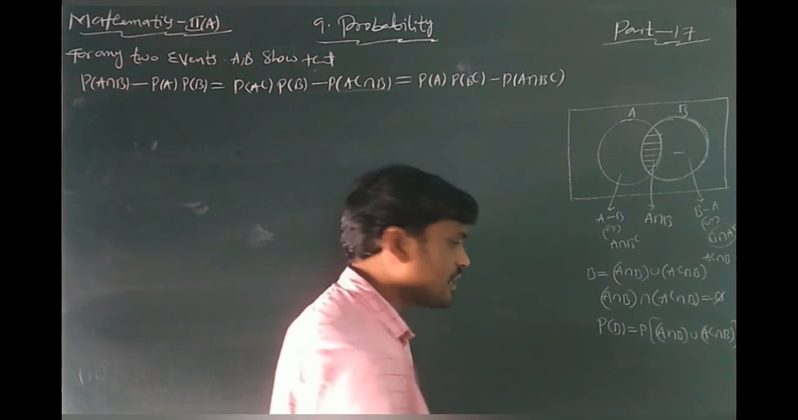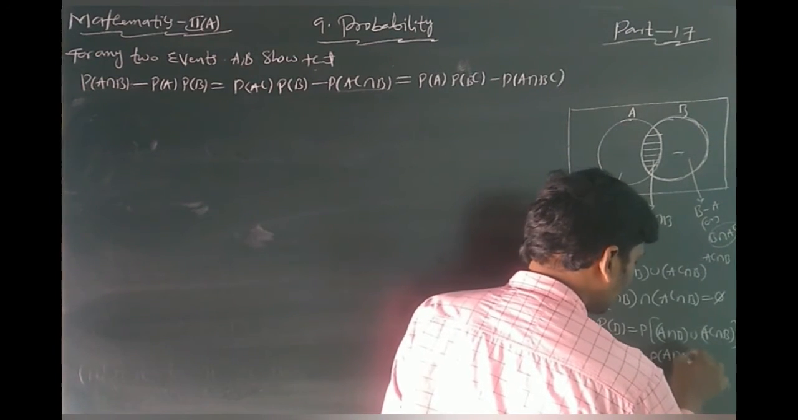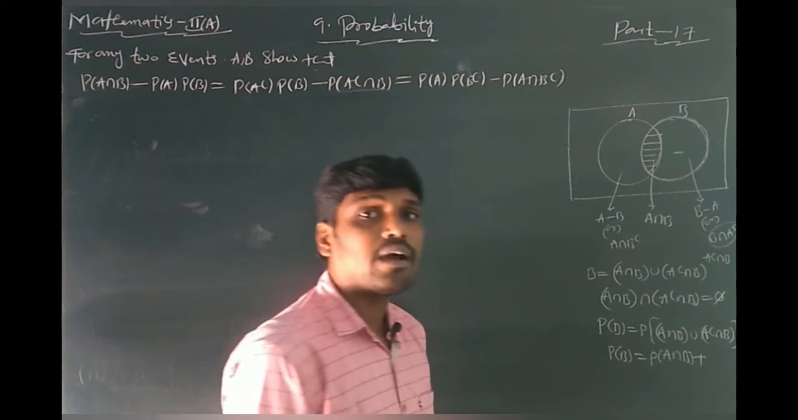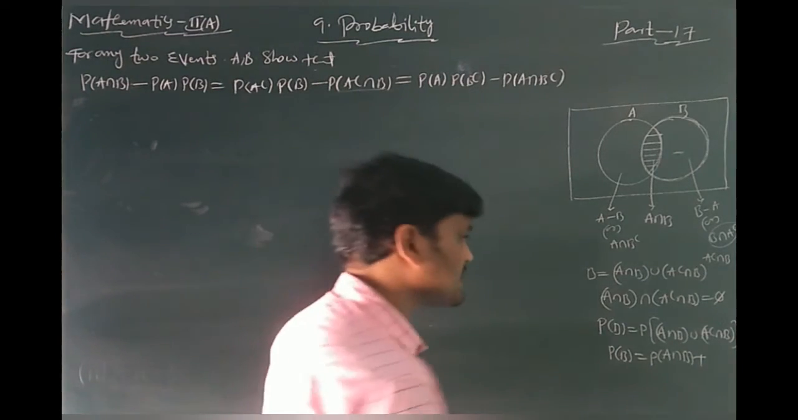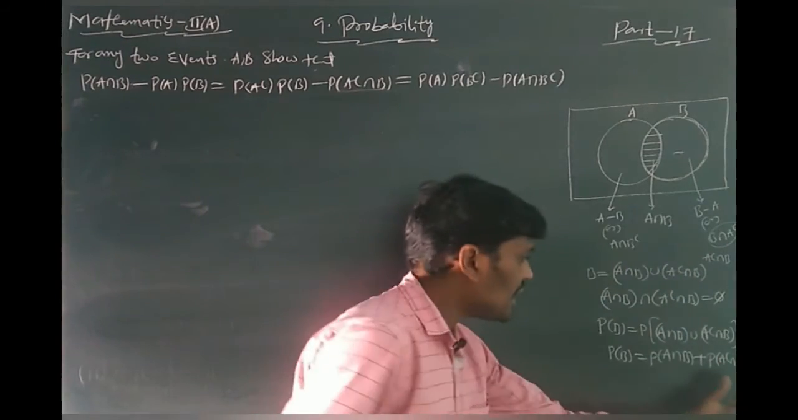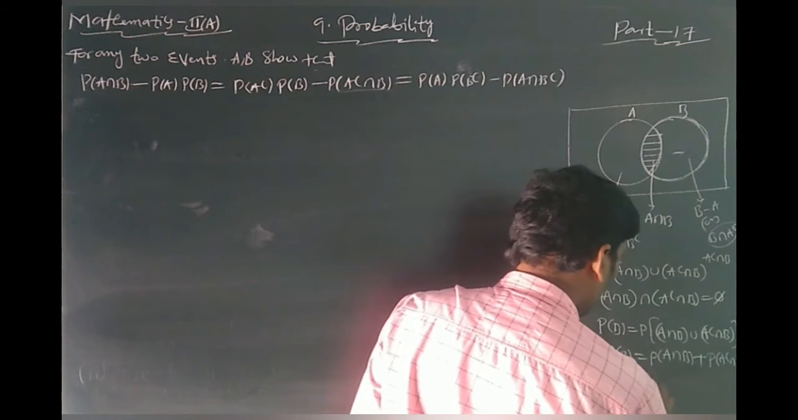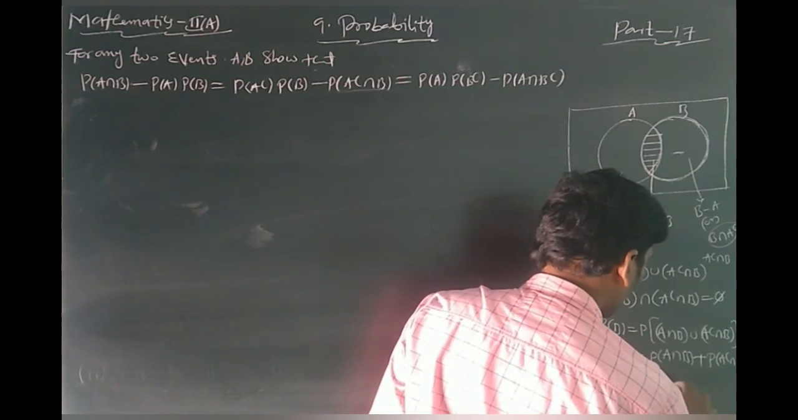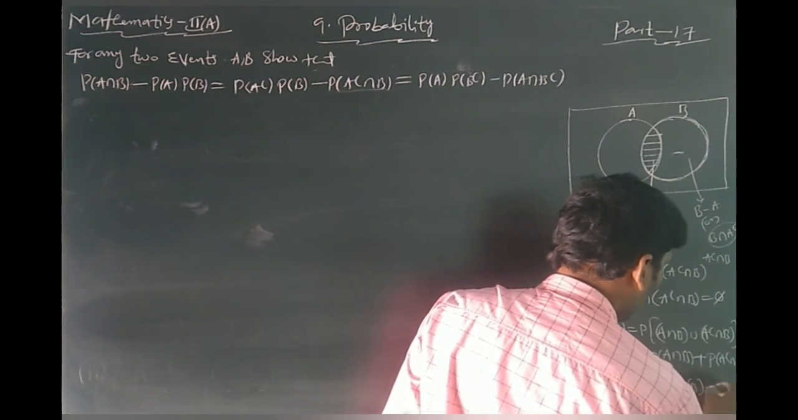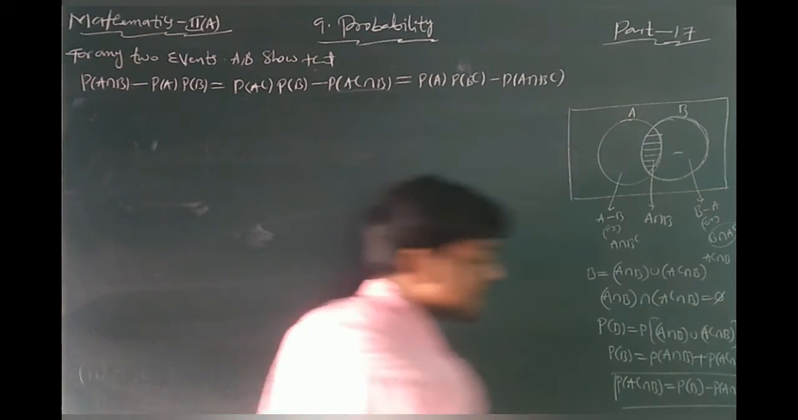You can write P of B equal to P of A intersection B plus, by the union axiom, P of A complement intersection B. You can write P of A complement intersection B equal to P of A minus P of A intersection B. This is the first point.